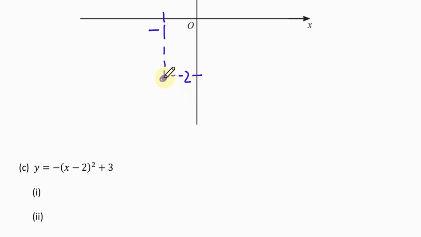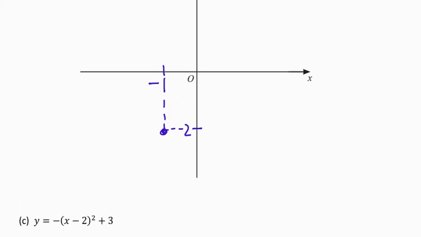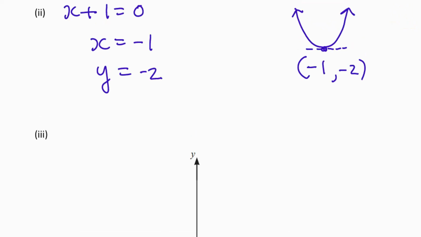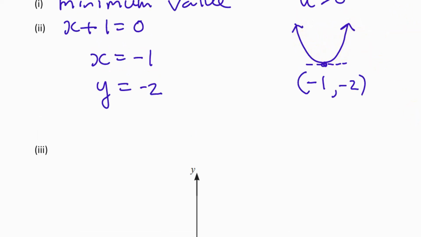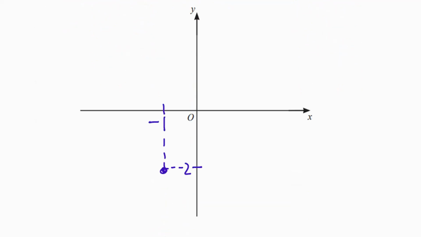And this will be the turning point. We also know the shape of the graph. It looks like this. And so we can draw it. So something like this.